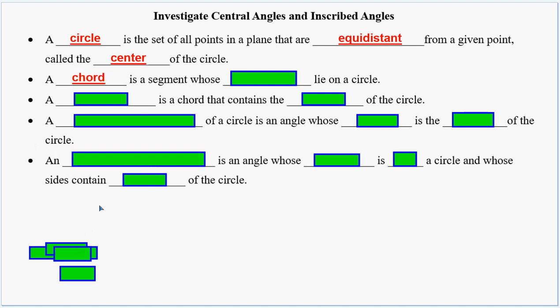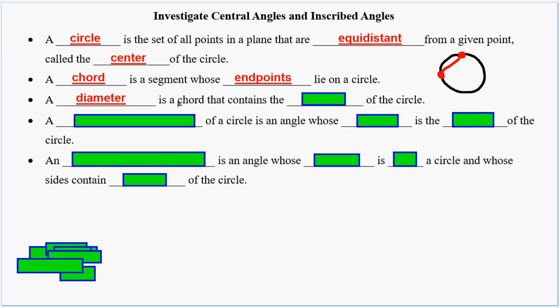A chord is a segment whose endpoints lie on the circle. I'm going to draw a real quick circle here. So if I draw 2 points, like here's A and here's B, connect them, that is a chord. A diameter is a special chord that cuts through the center of the circle. So again, if here's my center, if I draw a chord going across the circle that happens to go through the center, that's called the diameter.